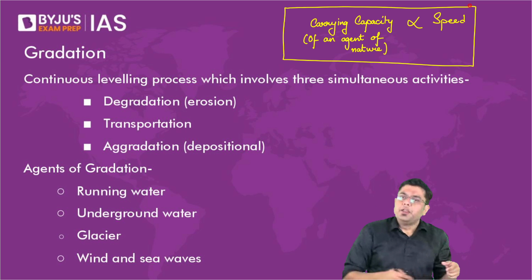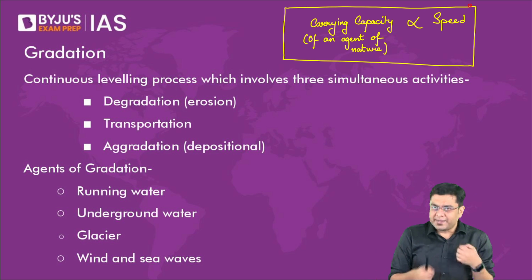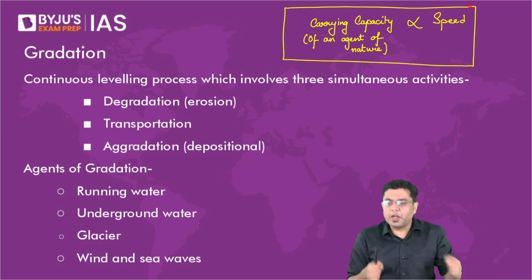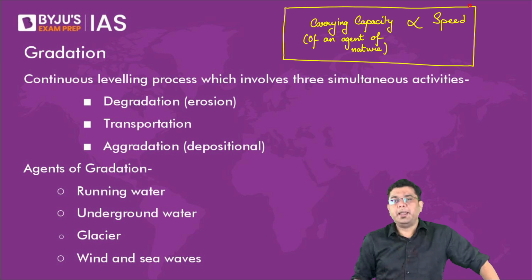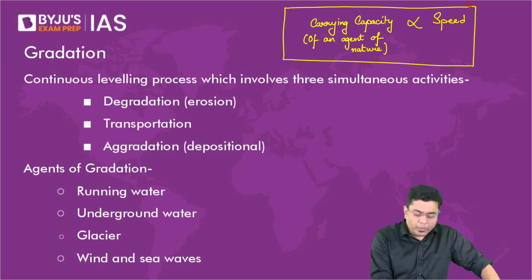So here you have these agents of gradation. Let us address each one of them. Let us understand each one of them, and we will take a look at the various different types of landforms created by each one of them. We'll be starting with the running water.